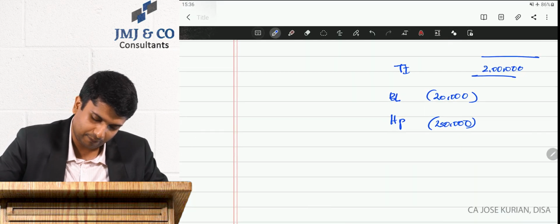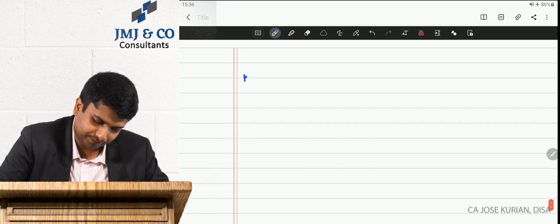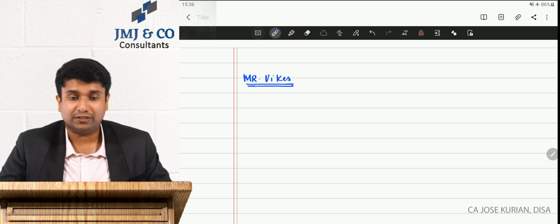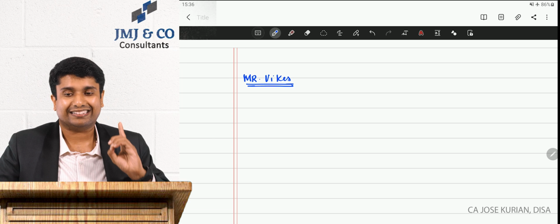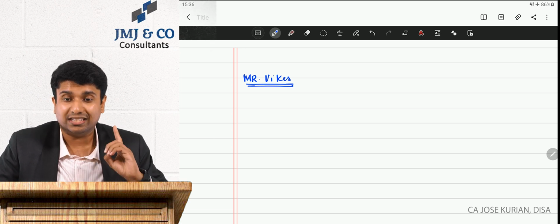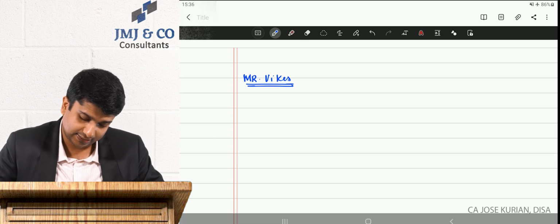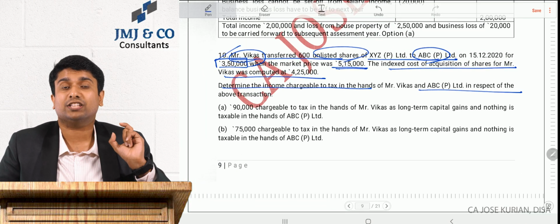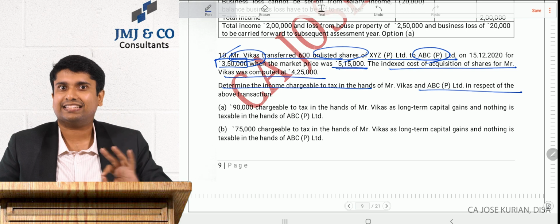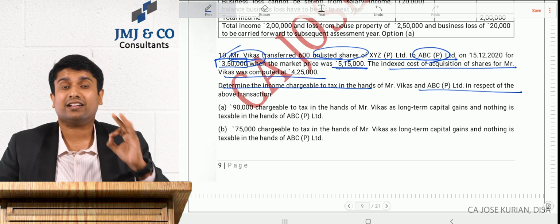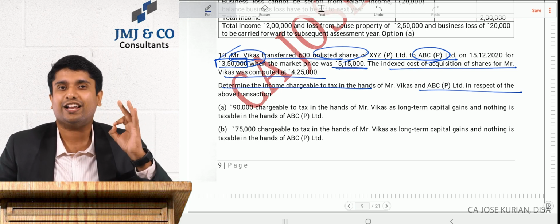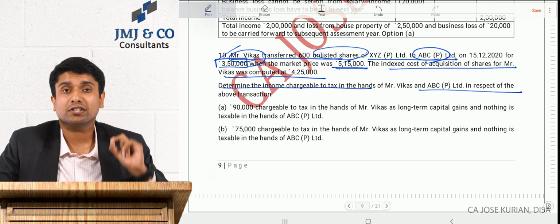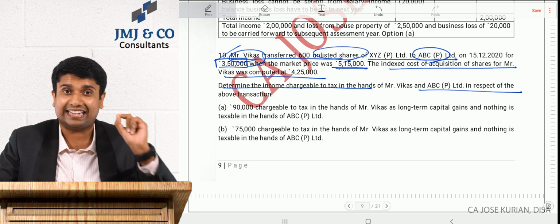So first we will compute from the perspective of Mr. Vikas. Mr. Vikas has transferred some shares, and the question clearly states these are unlisted shares. If there is a transfer of unlisted shares for a value which is less than fair market value, then the fair market value shall be deemed to be the full value consideration under section 50CA. Hope you remember there is a provision called 50CA in the Income Tax Act 1961.